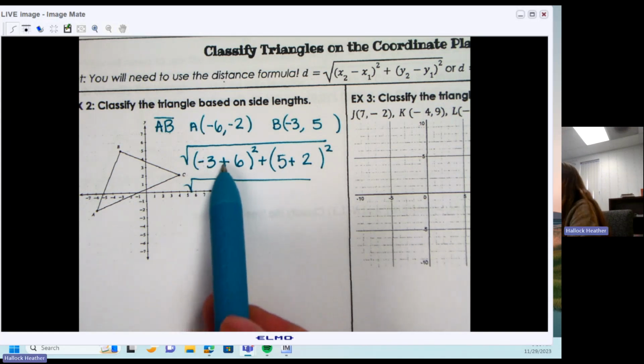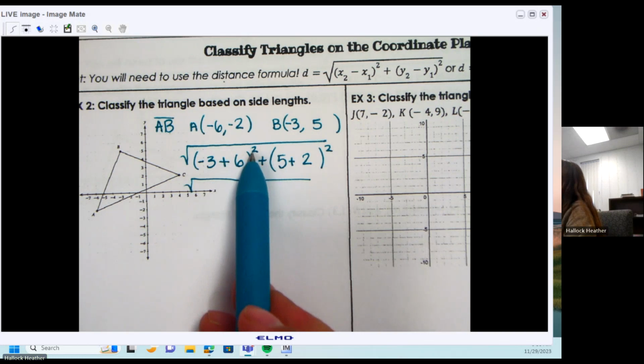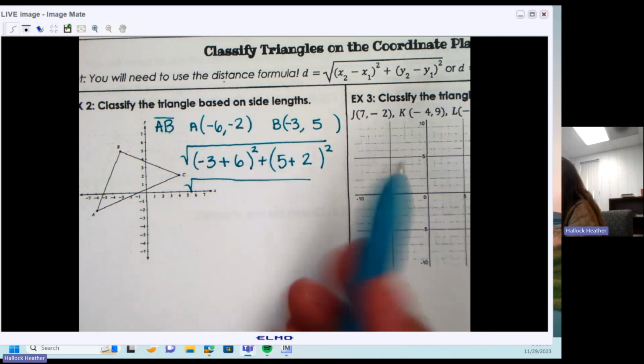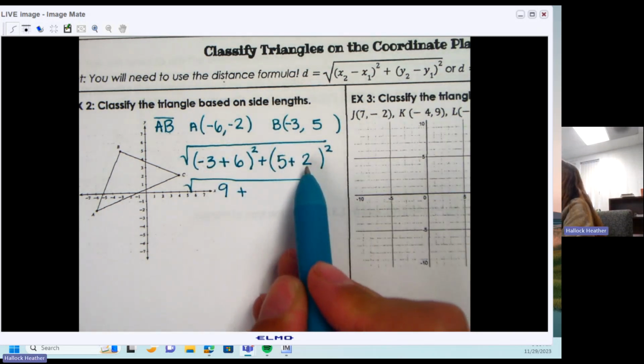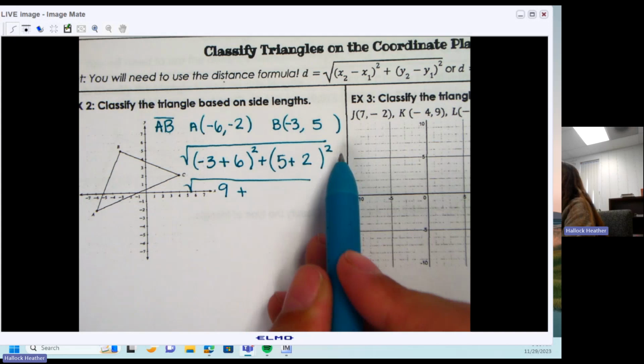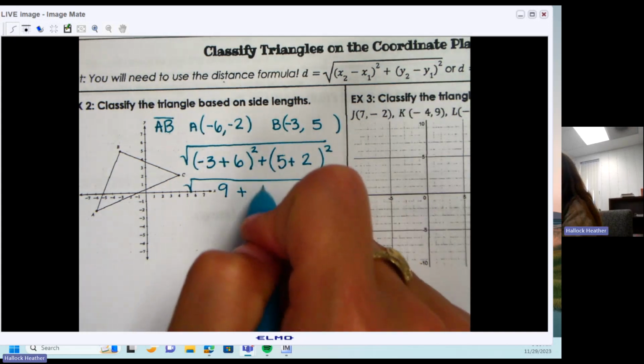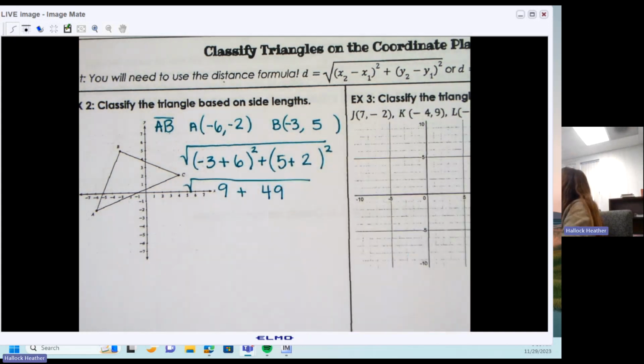And what is 3 to the power of 2? 9. 5 plus 2 is 7. 7 to the power of 2 is 49. If I add them together, 9 plus 49 is 58.